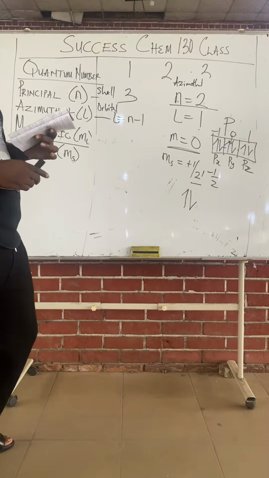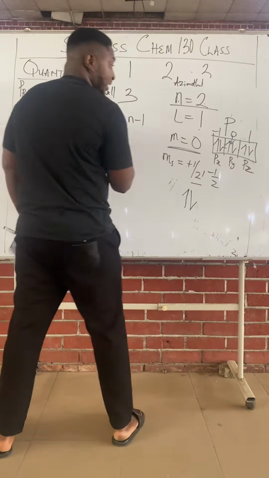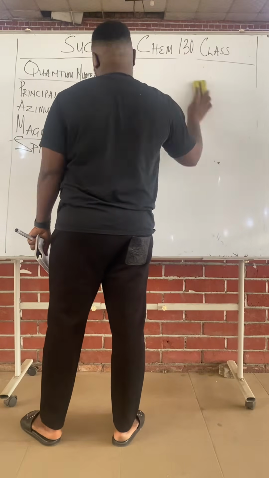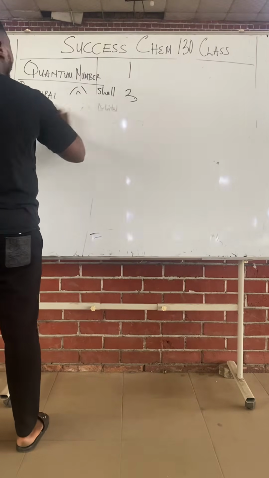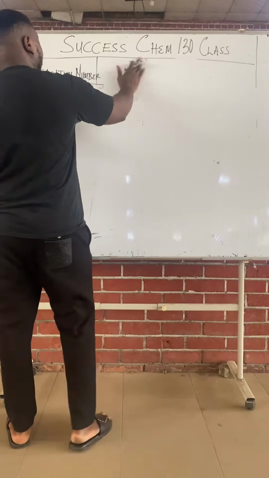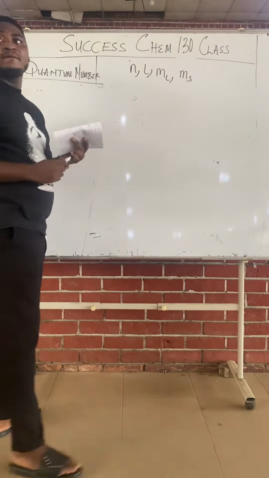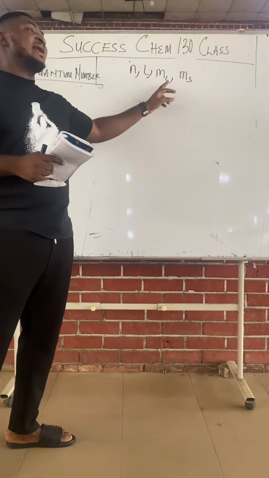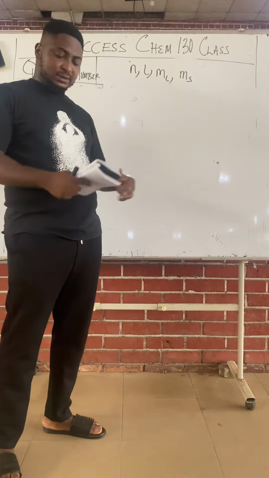The following are incorrect sets of quantum number: n, l, m, and ms. Class, note that n represents principal, l azimuthal, m magnetic, and ms spin.